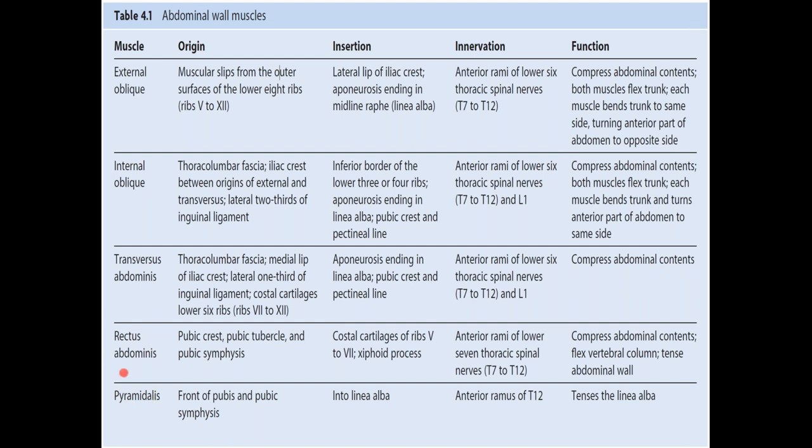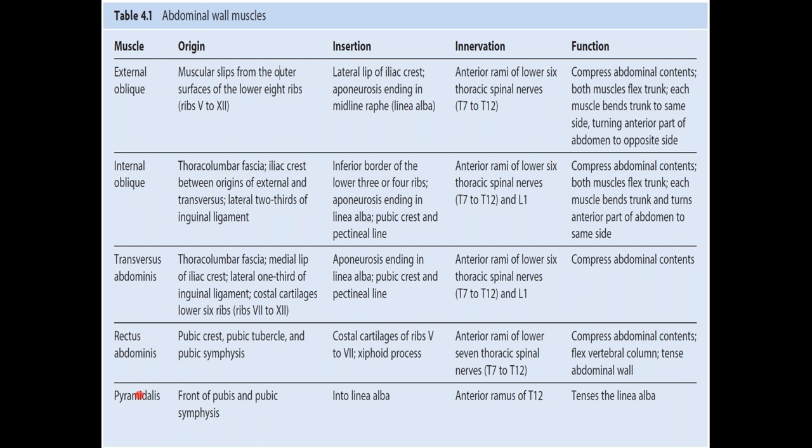What about the other two? Rectus abdominis originates from the pubic crest, the pubic tubercle and pubic symphysis. The insertion is the costal cartilage of ribs 5 to 7 and the xiphoid process. The innervation is the same as the external oblique. This muscle also compresses abdominal content, flexes the vertebral column and tenses the abdominal wall.